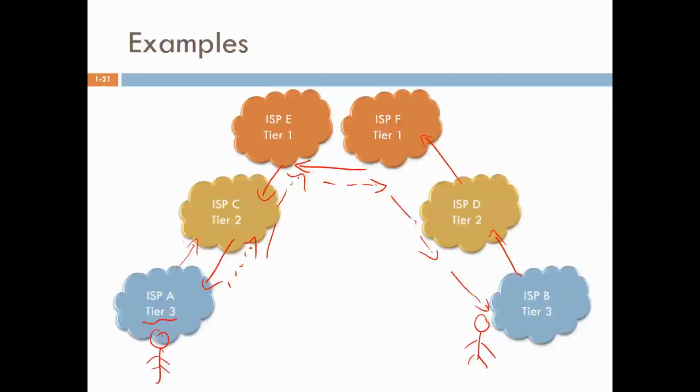If ISPD makes this announcement directly to ISPC, in this case, there would be an agreement between ISPC and ISPD to send each other's traffic. If there is some kind of agreement between ISP A and B, then there would be an announcement from B to A directly, and in this case, the data can be sent directly from ISP A to ISP B without going through the other parts of the hierarchy.